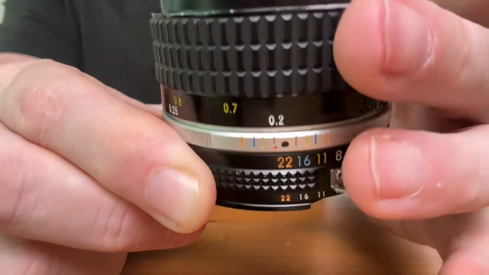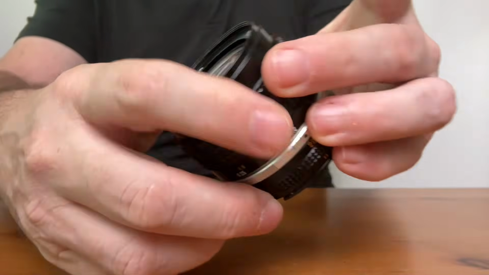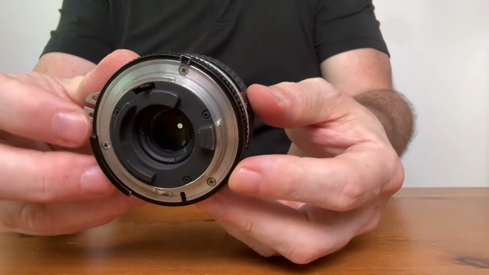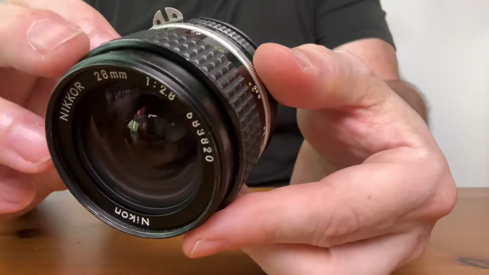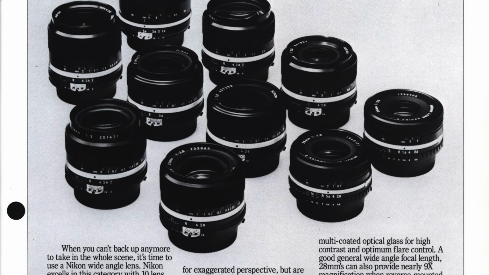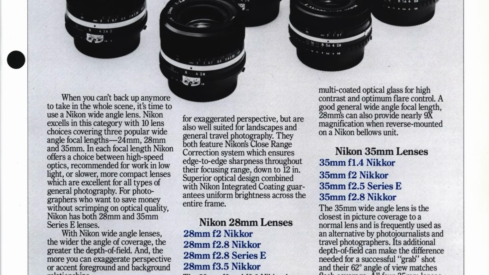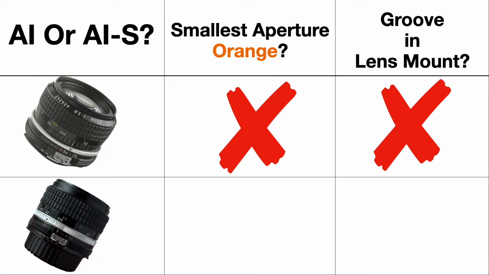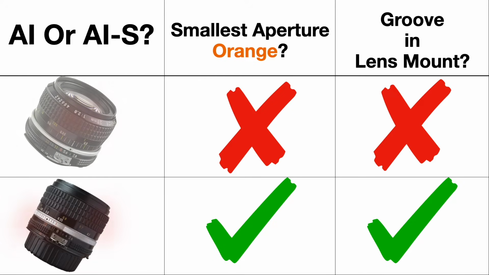As I mentioned earlier, not all AIS lenses are created equal. Some are true upgrades, like this 28mm f2.8 AIS lens. It wasn't just repackaged, it was redesigned. But not every AIS lens is better. Some are merely identical to their AI counterparts, so don't assume that newer means sharper. Always check the specific lens design. So now you know how to quickly tell an AI from an AIS lens when it actually matters.